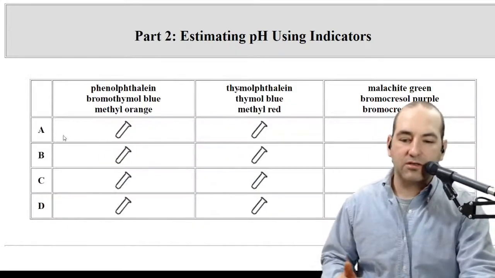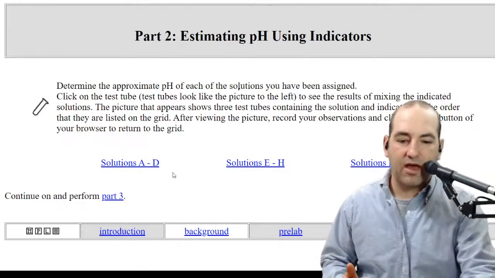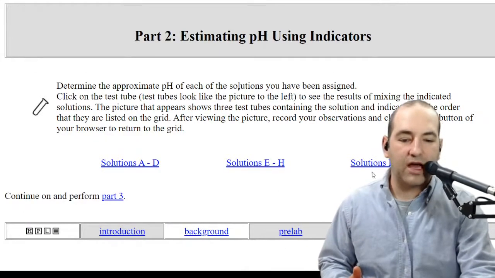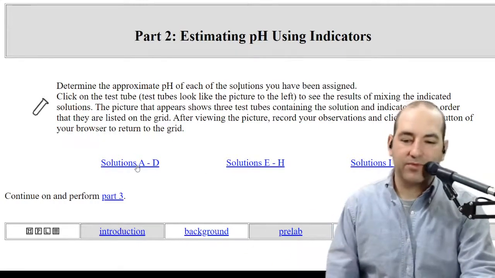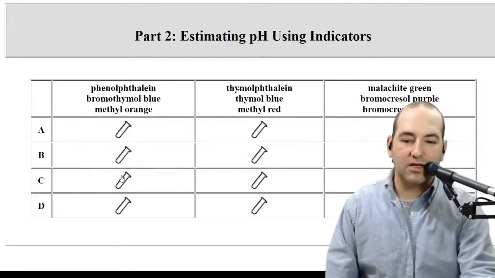And so there's many solutions here, A through whatever K. You can just pick one from each category. It says the solutions you have been assigned. So I'm just saying pick one. So let's say we pick solution C.